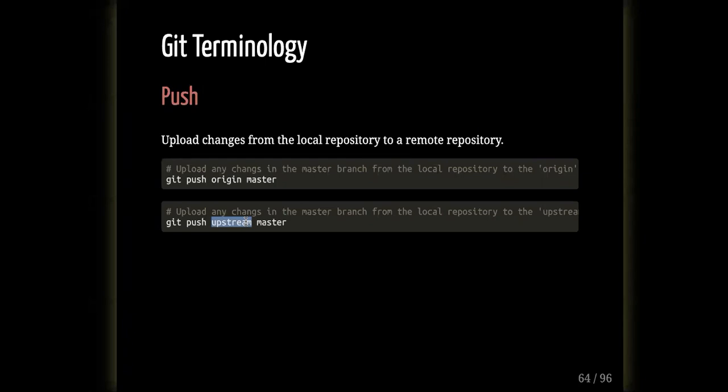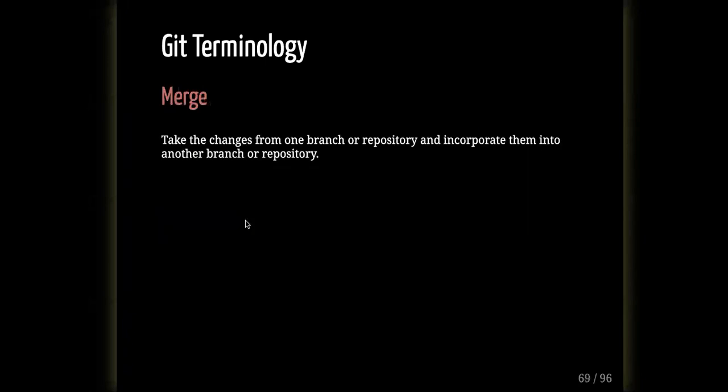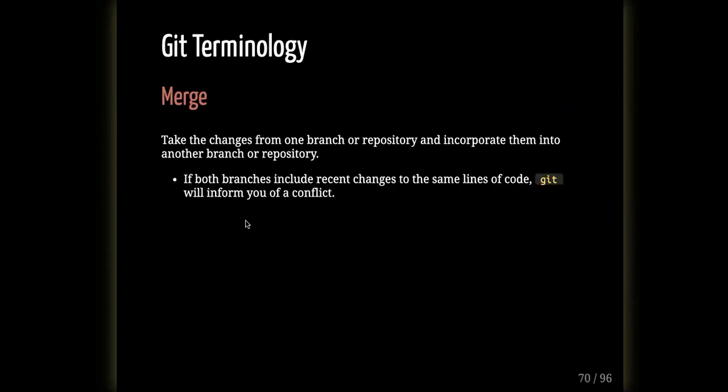There's no built-in upstream. As we talked about, in a branch, you work on the code in an isolated offshoot. But if that code is going well and you want to merge it into the main trunk, how do you do that? If both branches include recent changes to the same lines of code, Git will inform you of a conflict. So let's say I'm developer 1, you're developer 2. We're both working off of the same remote repository on GitHub.